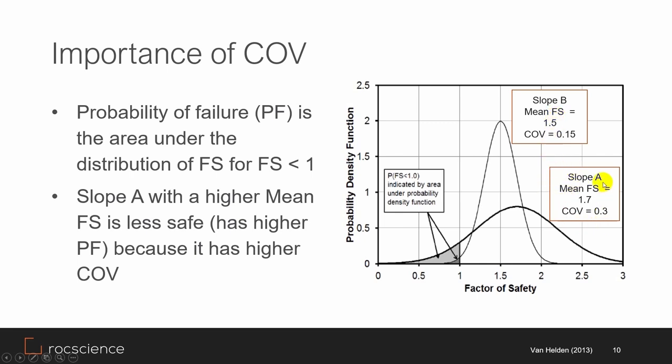So because slope A has a higher factor of safety, we expect that this slope is safer. But if we look at the area, which means the probability of failure, you can see that this area is much larger for slope A compared to slope B. The reason for that is, as you can see here again, the coefficient of variation for slope A is 0.3, and this coefficient of variation is 0.15 for slope B. So slope A, because it has a higher coefficient of variation, has a higher probability of failure. And even though based on the factor of safety we assume that slope A is safer, it is not, and slope B is safer.